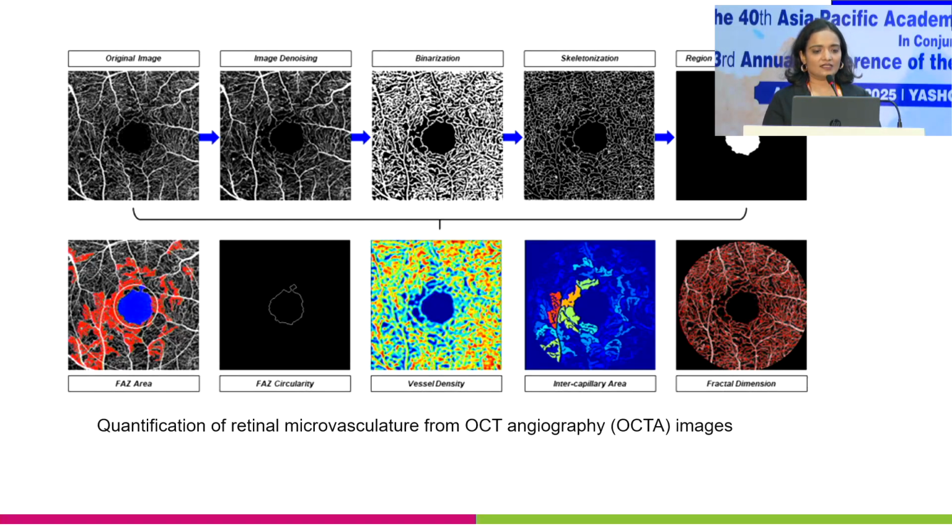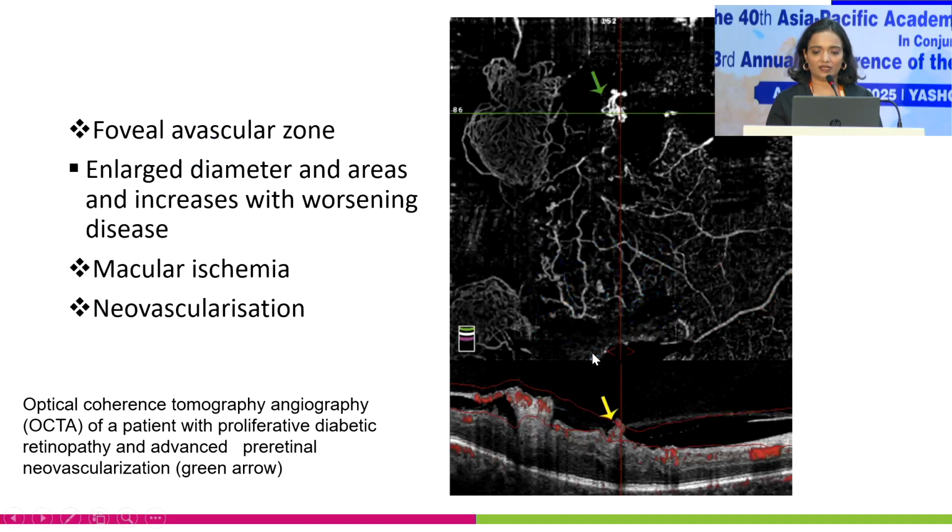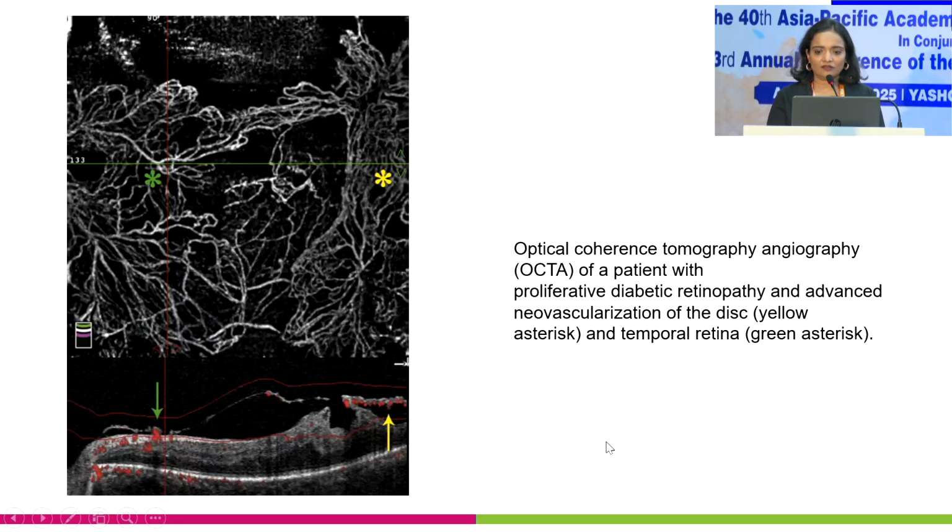So this is an example of how it quantifies the vessel density in each plexus, and it tells us about the intercapillary area. So you can see even in foveal neovascularization, it's so beautifully seen. The phase is beautifully seen. You can make out the flow signal through the vitreoretinal interface. Here you can see that there is advanced neovascularization of the disc and the temporal macula.